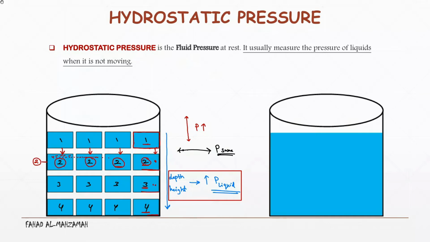So the pressure at this point is the same as this point, same as this point, same as this point. However, for the first one, the pressure at this point is smaller than this one, and this one is smaller than this one, smaller than this one, smaller than this one. So this has the greatest pressure. This has less pressure than the greatest, and this has the lowest pressure.